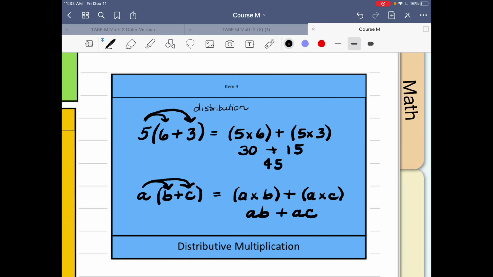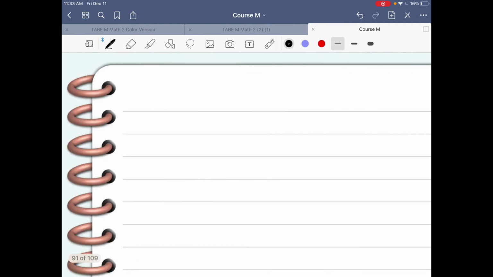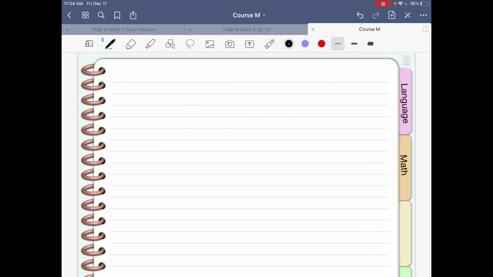So you can use distribution. Again, that's this process. When I say distribution, I want you to do this process. You can use that with numbers, with constants, or with variables, but the process does not change. Okay, let's look at some examples of distribution. Let me get to my pages. I always make notes before I meet with you so I have something to go from. This is called, let me use the right, distributive multiplication.